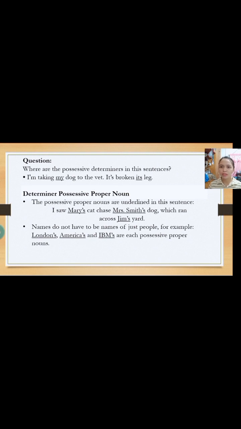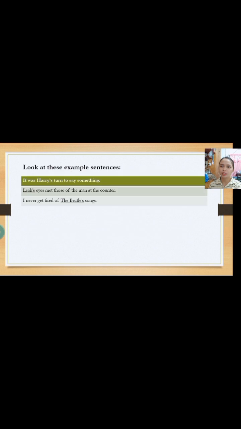Names do not have to be names of just people. For example, London's, America's, and IBM's are each possessive proper nouns. So it really explains and highlights that possessive proper nouns can also be a name of a place or a country or anything and not just a name of a person.